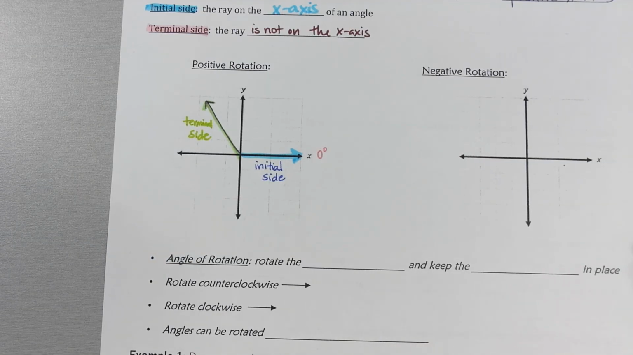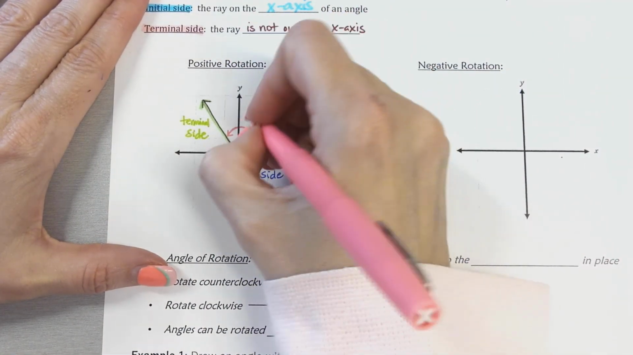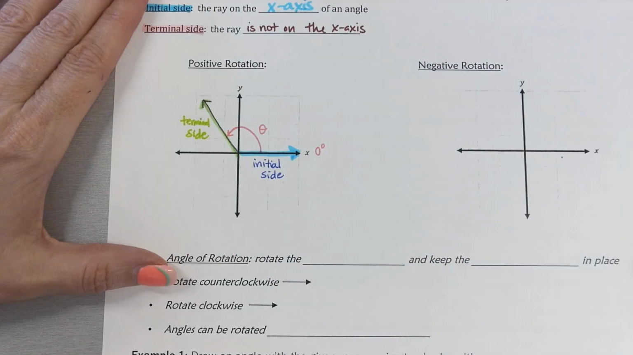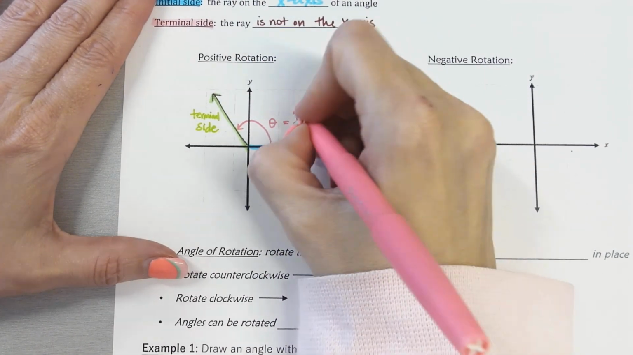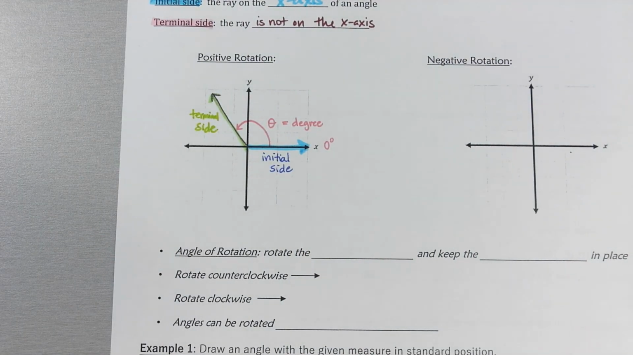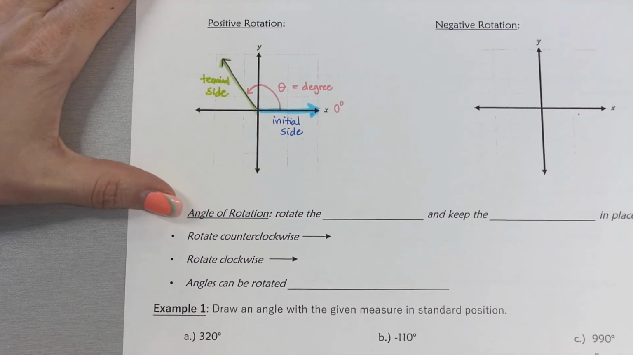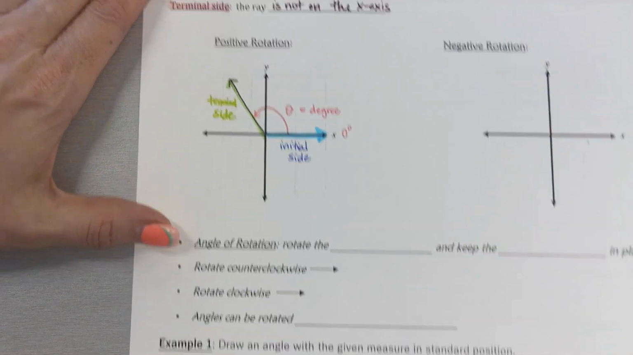Okay, and then we have a special symbol that we use for angles, and it is theta. Okay, so this is theta. Theta represents the degrees. Okay, and today we're going to be doing everything in degrees, so I do want you to make sure you're putting in your degree symbols. Yep, the theta, it's like a 0 with a line through it.